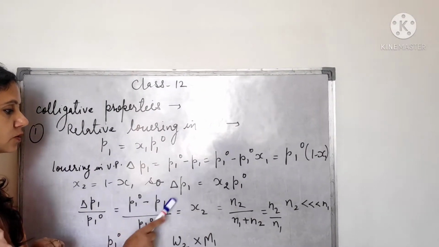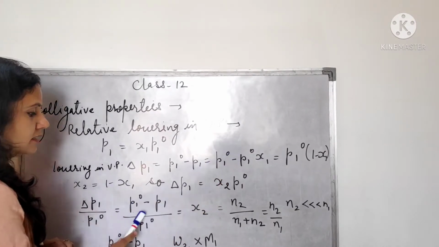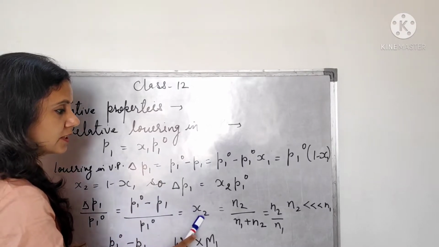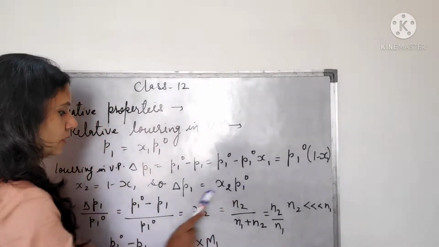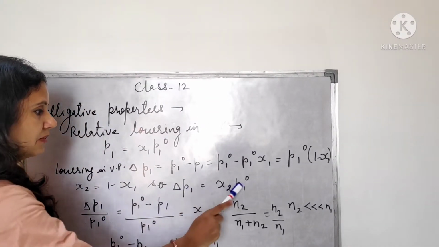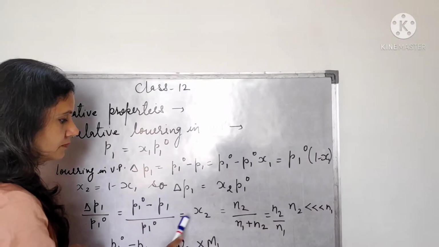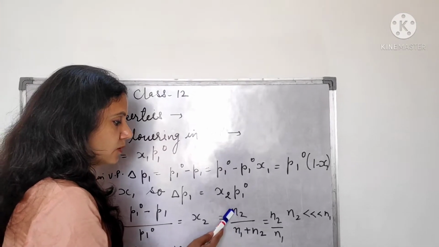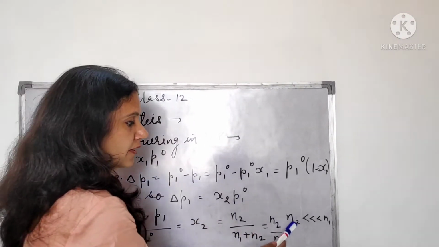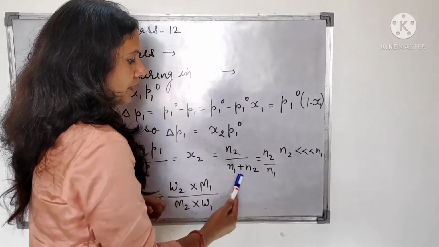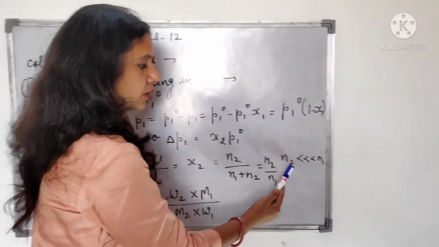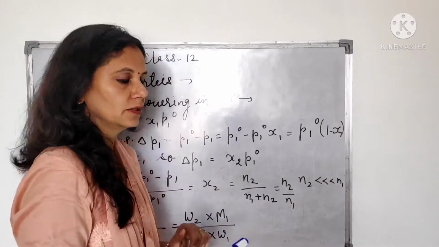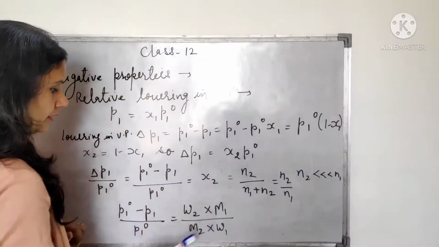Delta P1 upon P1 naught equals P1 naught minus P1 upon P1 naught. We have written this from here. Then it equals X2. We have brought the equation here: delta P1 upon P1 naught equals X2. What is X2? X2 is the mole fraction of the solute. It can be written as the moles of solute upon total moles. For a dilute solution, we can skip N2: N1 plus N2 can be equal to N1 because the solute moles N2 will be very small in a dilute solution. So it will be N2 upon N1 only.